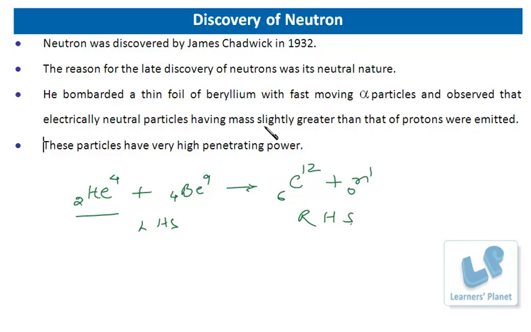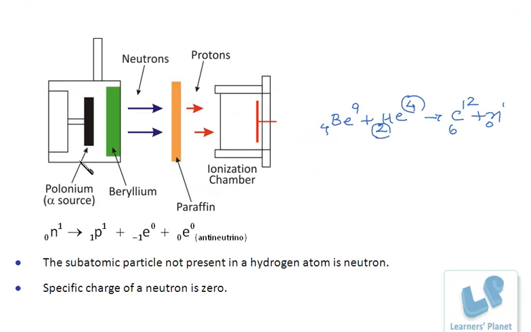Let's see the experiment here. See here, students, this is the polonium, that is the alpha particle source. The alpha particle is He-4 with atomic number 2. That is, there are 2 protons, so there will be 2 electrons and 2 neutrons. So the mass number of helium is 4, whereas the atomic number is 2. This polonium is producing the alpha particle. It is bombarding the thin foil of beryllium, and what is produced over here is the neutron.